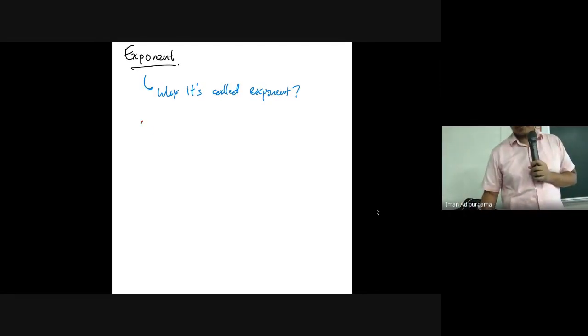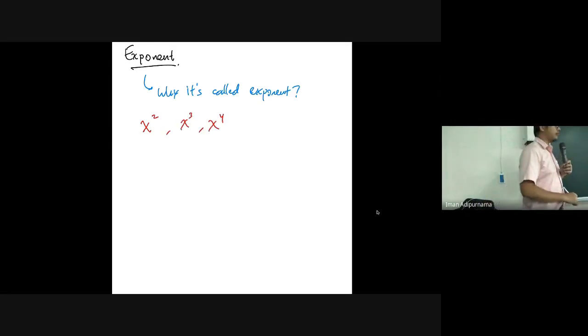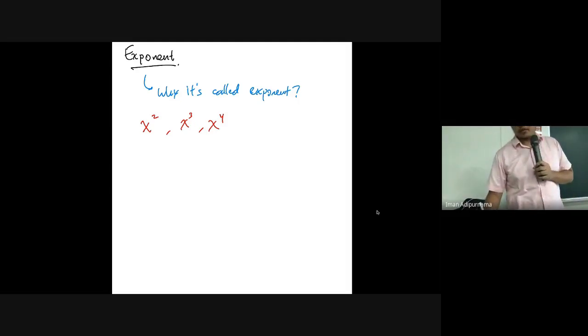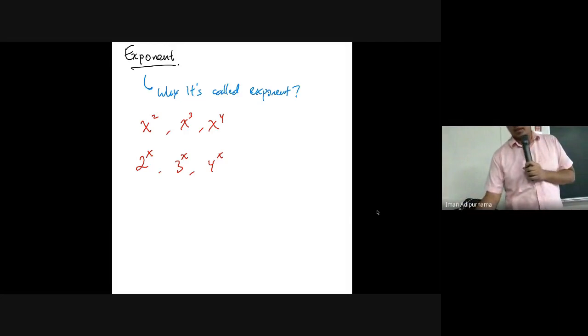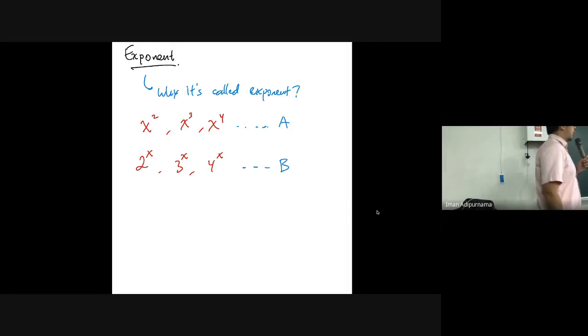If I have this polynomial x cubed, and I have 2, 3, 4x. If this is A, this is B, which one is greater in general? At some point, maybe there's some fluctuation, but in general, which one is bigger, A or B?